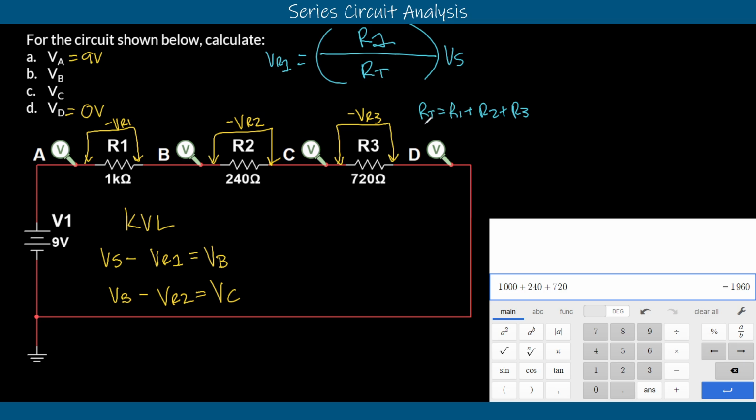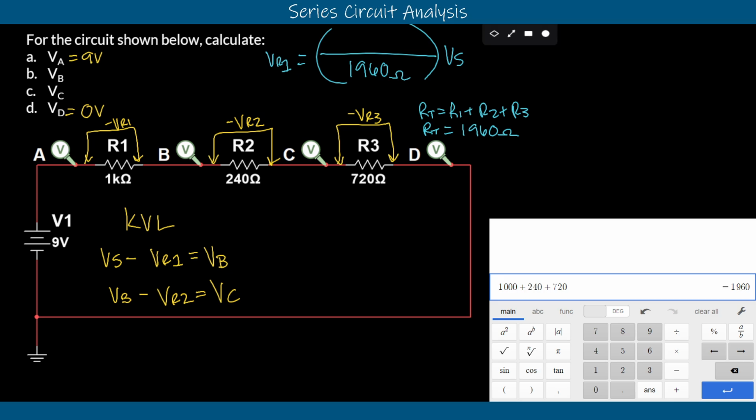But now we know RT is actually equal to 1,960 ohms. We could plug that in for what we know for RT up here. We can say that it's 1,960 ohms on bottom, and that's what we have in the circuit. And R1 we know, right?